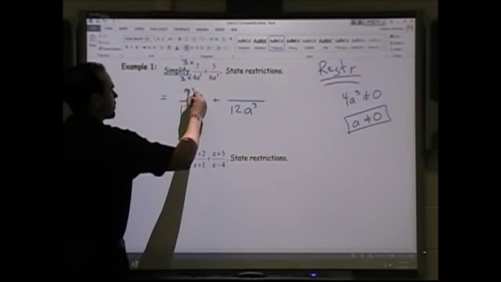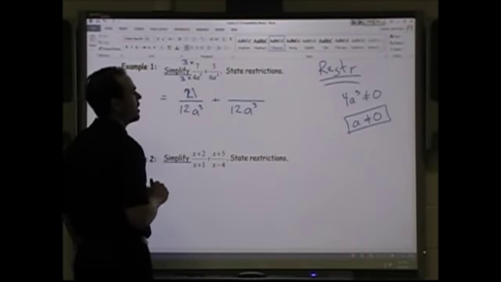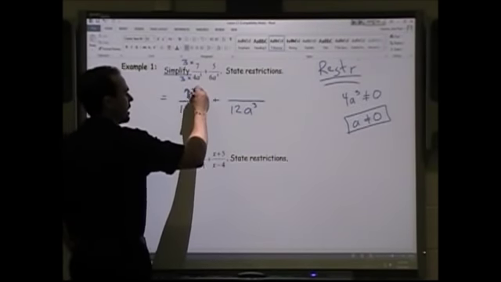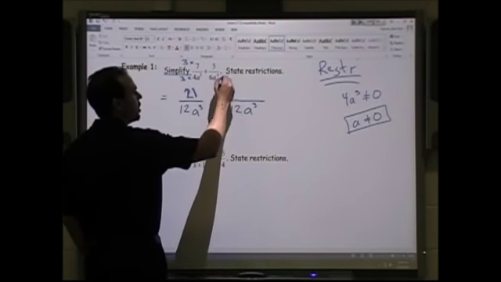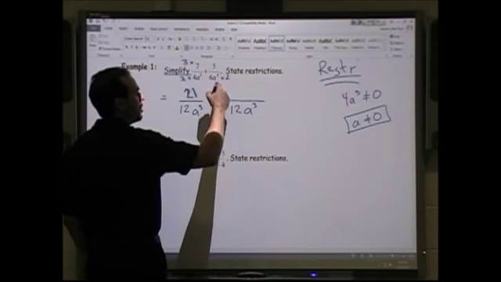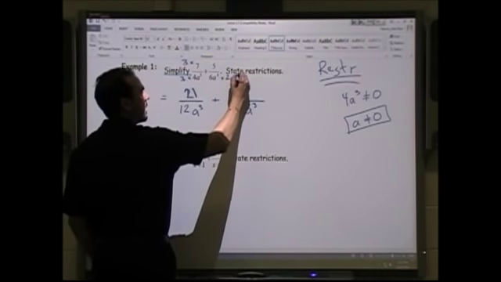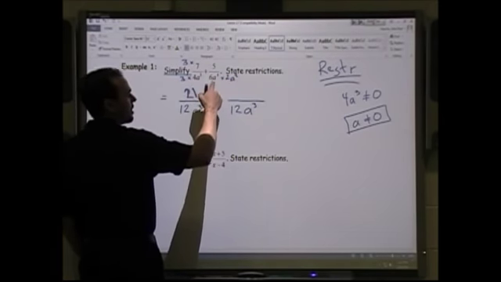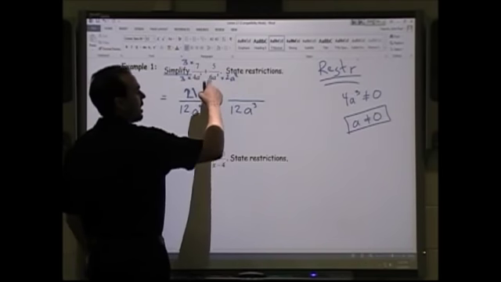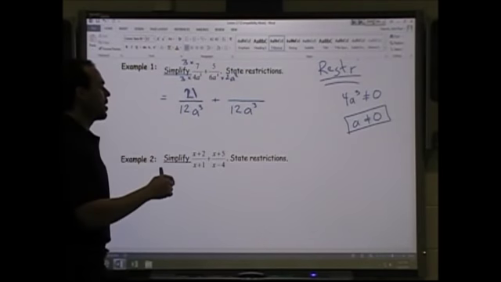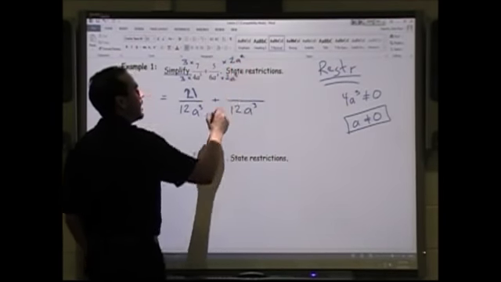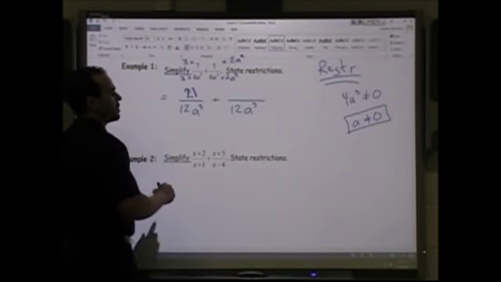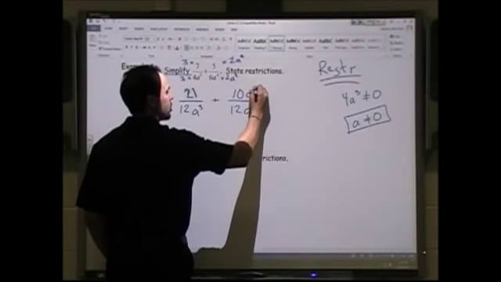And then this one here, 5 over 6a. Again, what did I have to do to the 6a to make it 12a cubed? Well, I multiply the 6 by 2, and I multiply a to the power 1 by a squared. So essentially I had to do 6a times 2a squared to make it 12a cubed. So I have to do the same on the top. Multiply it by 2a squared. 5 times 2a squared is 10a squared.